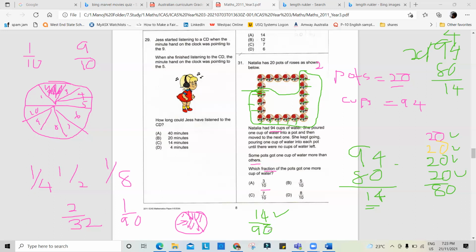Then 90, yeah, 14 divided by 90 is the fraction of pots got more than 1 cup of water, right? Now 14 divided by 90, okay? But our answer, this is a fraction, but our answer is close to 10s. That's mean you have to make it 10. Now bottom is 90. If you want to make it 10, you are divided by 9.